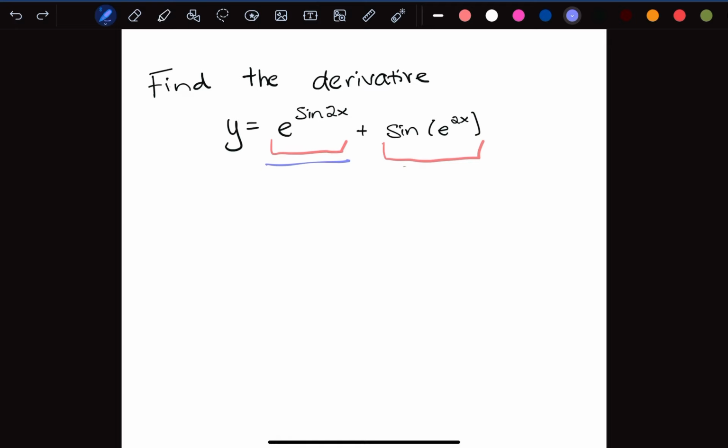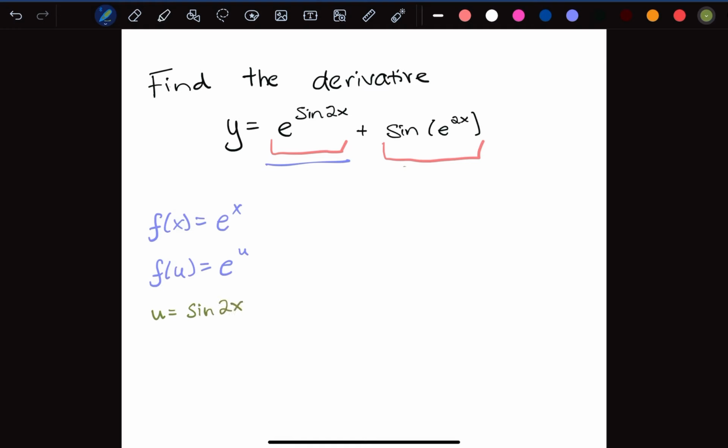So we have one function here, which we can say is our e to the x function. And so if we want to write our e to the sine 2x similar to this, we can say that we have f of u, and we can call this e to the u. And we would have to make our u equal to sine 2x.